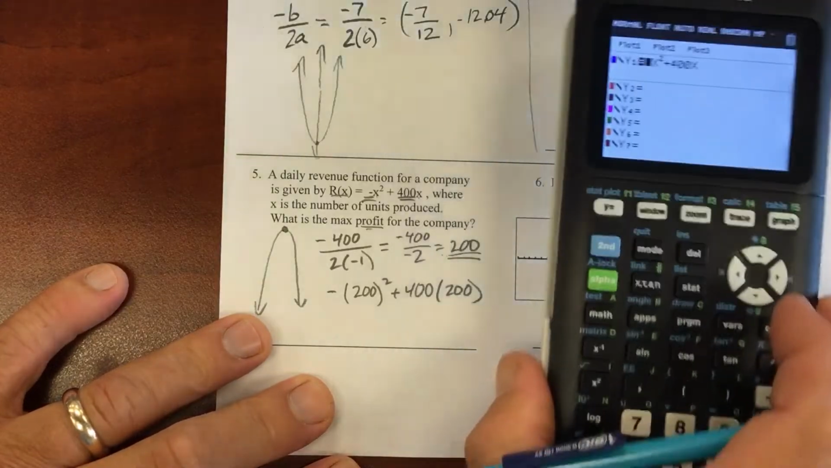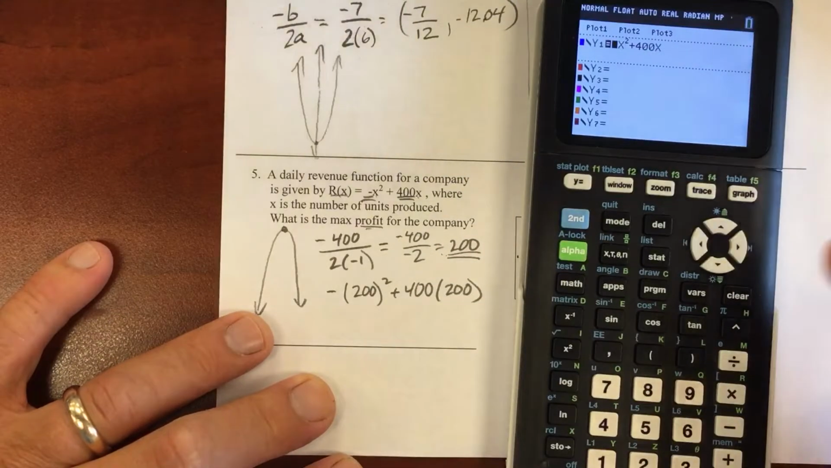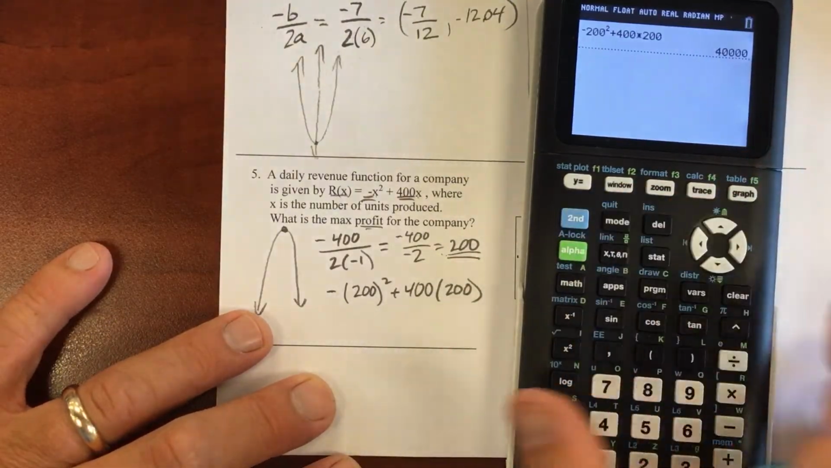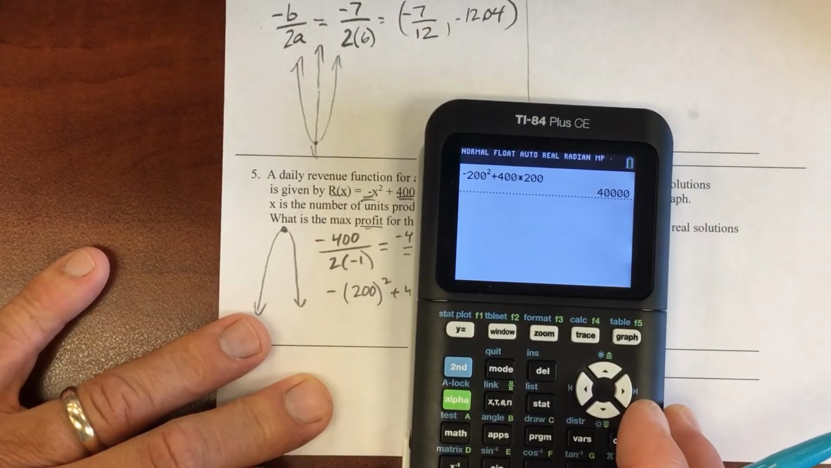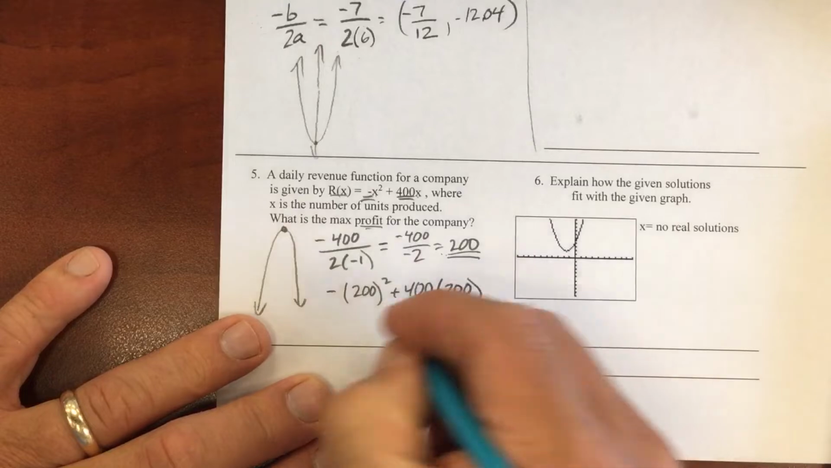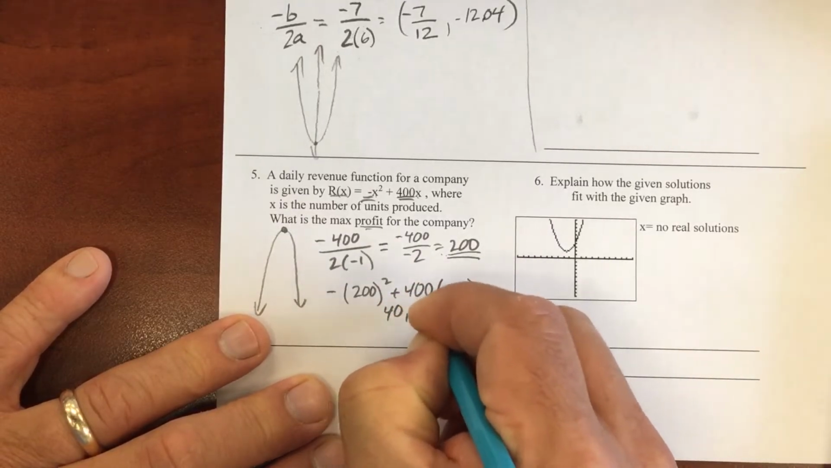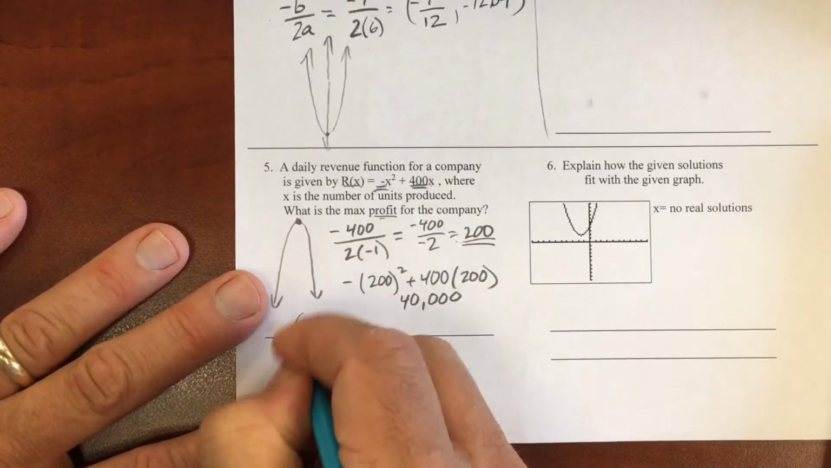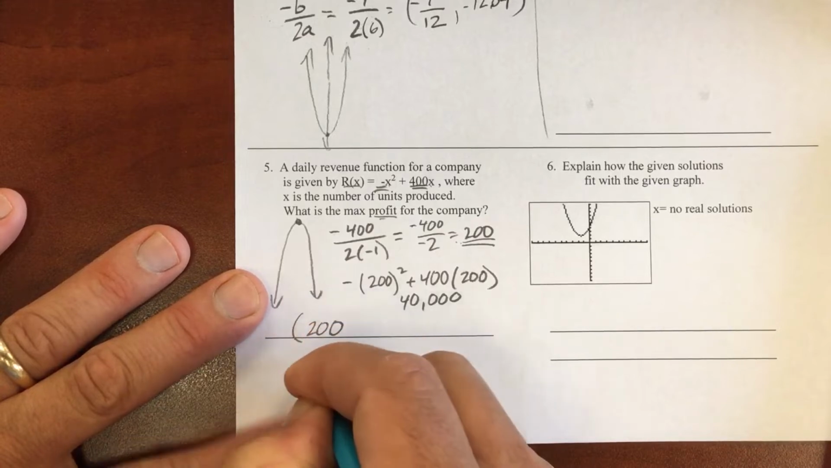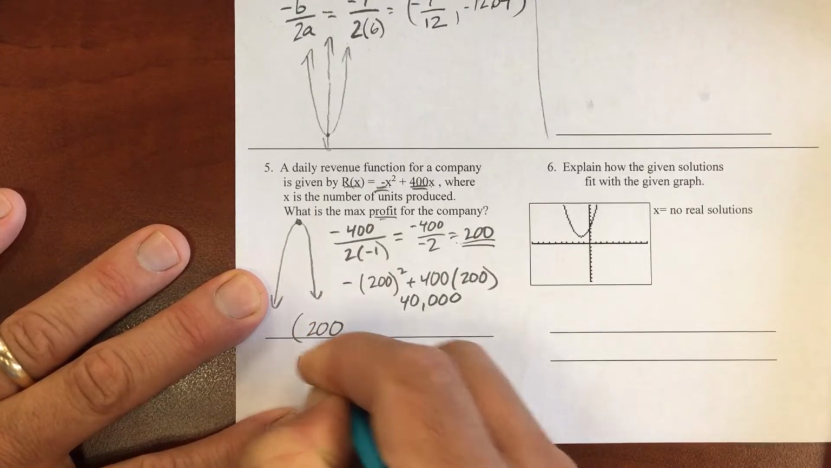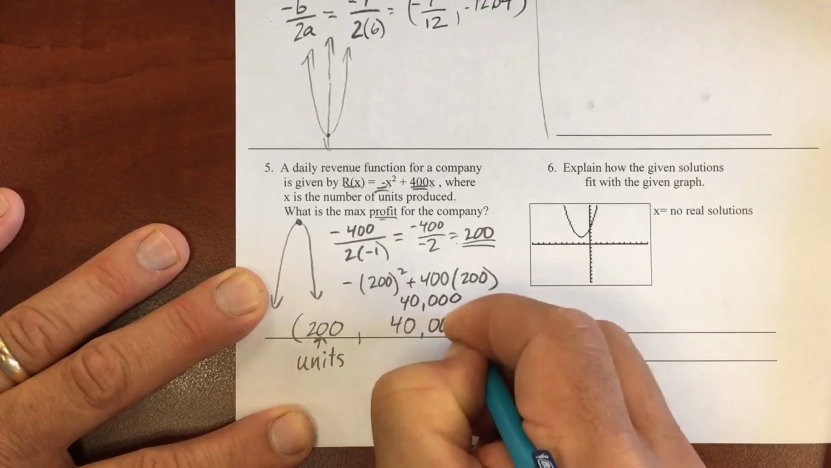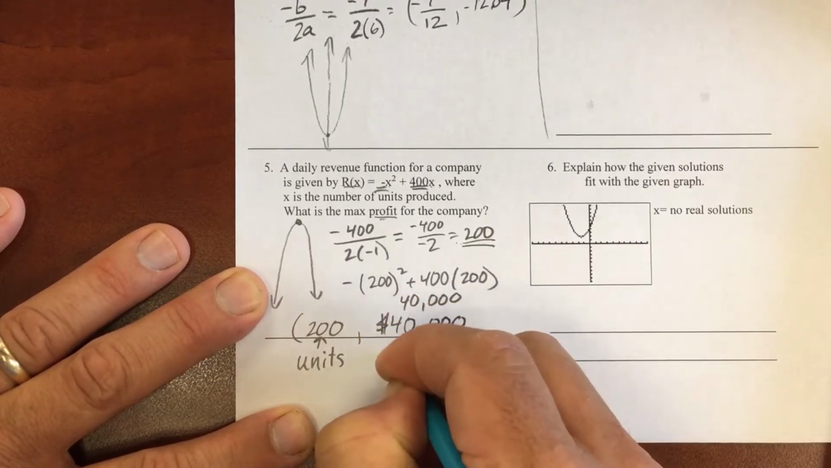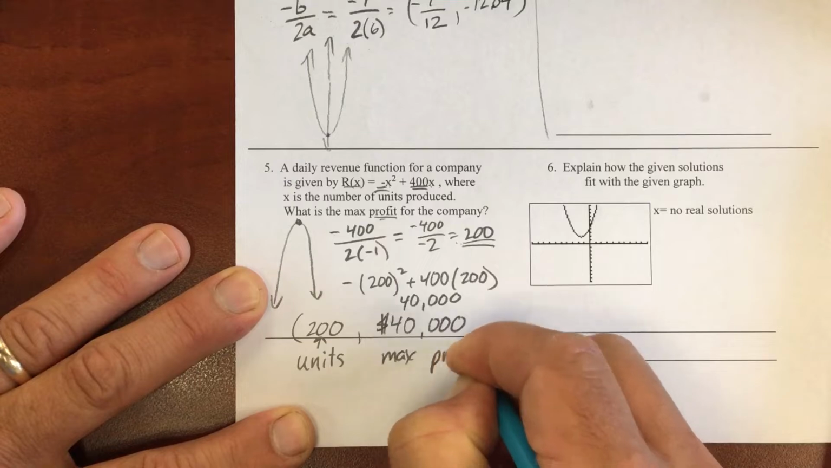I also have it on a graphing calculator. I could do it this way. It is a little hard to see on the graphing calculator, so I'm going to go ahead and plug that math in. There it is, and I get 40,000. So if I was going to write this in ordered pair form, I would make 200 units at a $40,000 max profit.